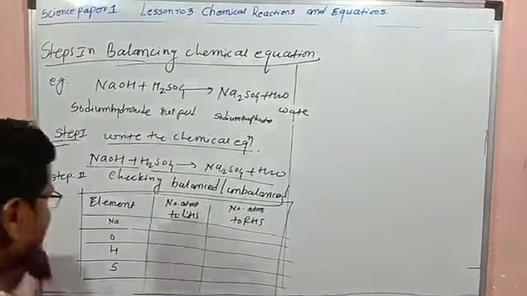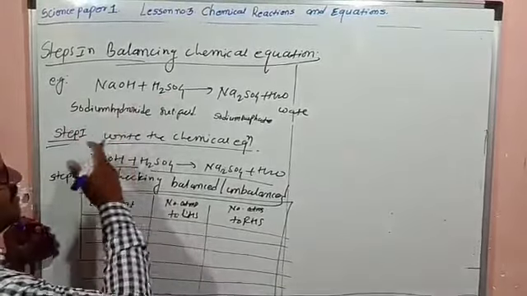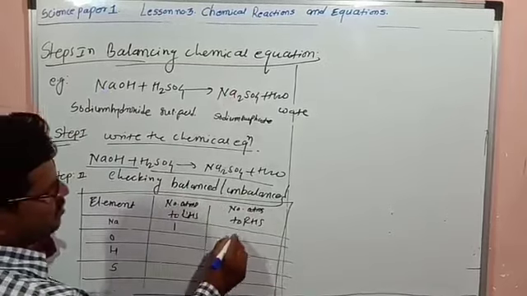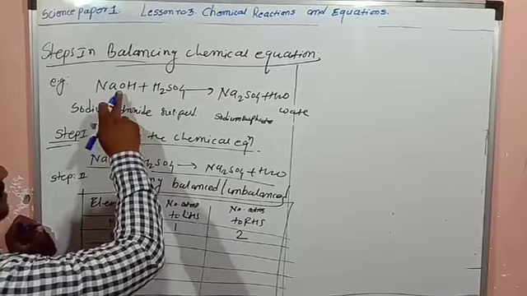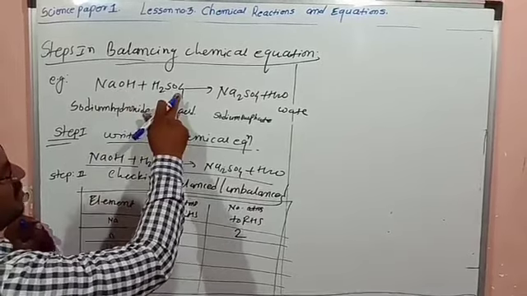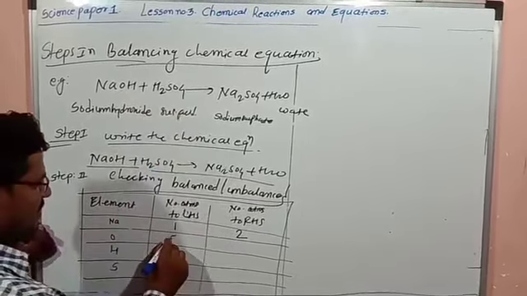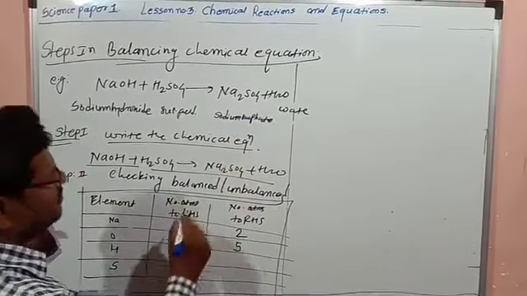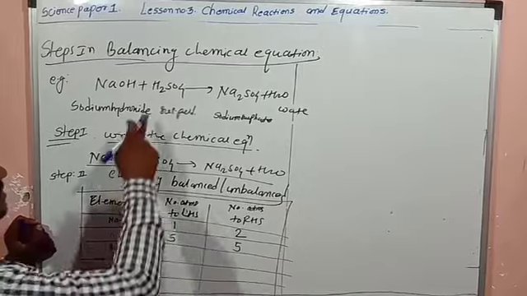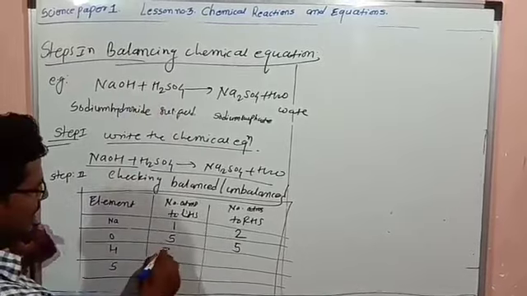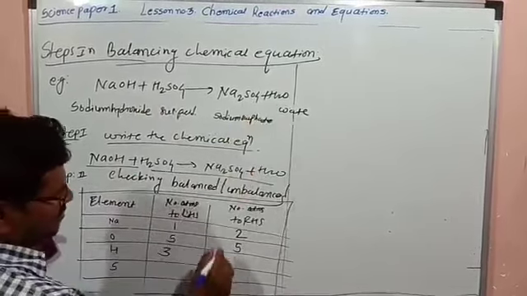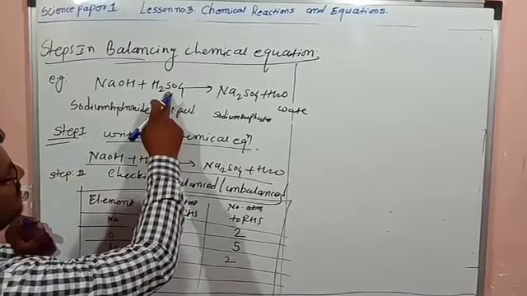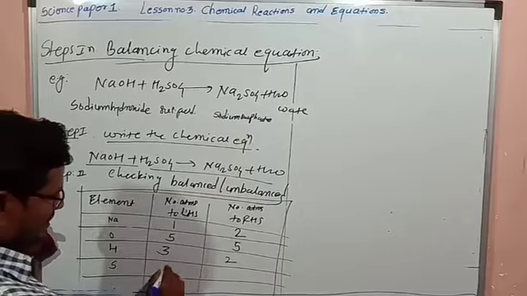In this, how many sodium are there on the LHS? 1. On the RHS, 2. How many oxygen are there? Here 1 plus 4, it is 5. Here 4 plus 1, 5. Hydrogen, how many are there? 2 plus 1, 3. Here how many are there? 2. After that, sulfur, how many are there? 1. There is also 1.